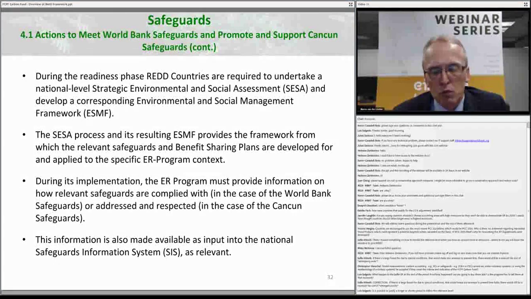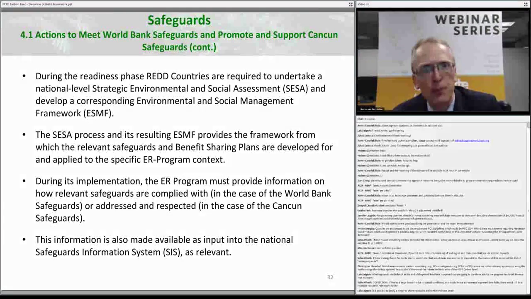Don't reinvent the wheel. And then use the process as well to report back. So at a minimum, you need to report back on the World Bank safeguards, so how they are complied with. And then the methodological framework also says that you need to report how the Cancun safeguards are addressed and respected. And if relevant, that information can then also feed back into the safeguards information system that you might be developing as part of your national readiness. So really the idea is that the safeguard process for the ER program builds on the national safeguards process and also helps you to enhance and develop that further.